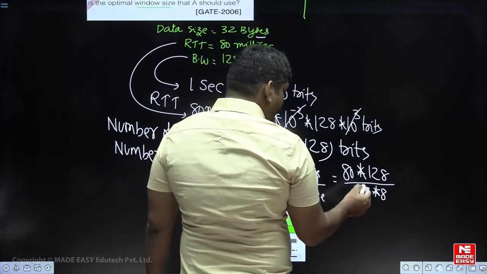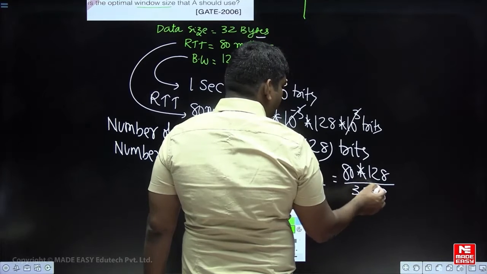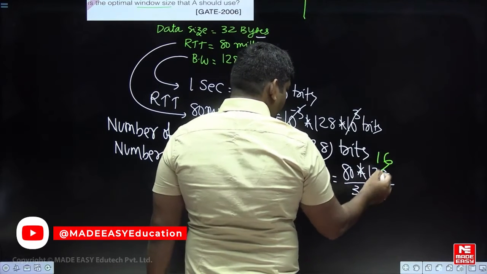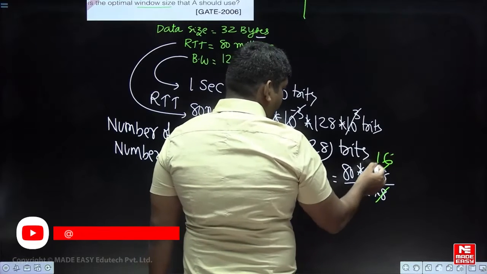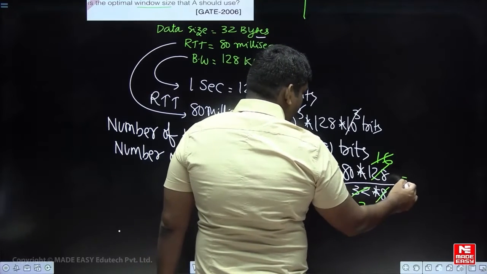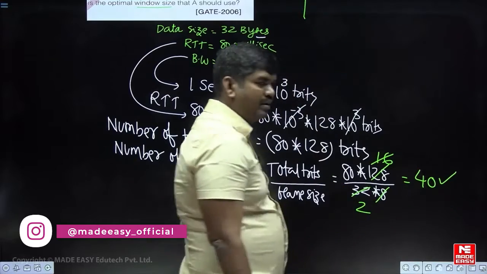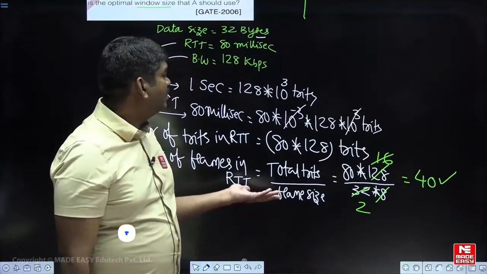So if you do the calculations, 8 into 16 is 128, and then 16 into 2, so this gives 40. So 40 frames you can send. This is how you have to solve the problem.